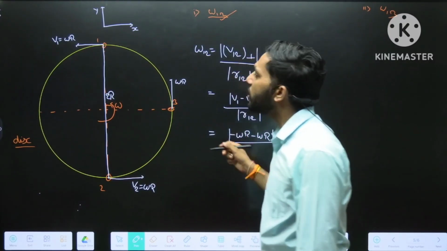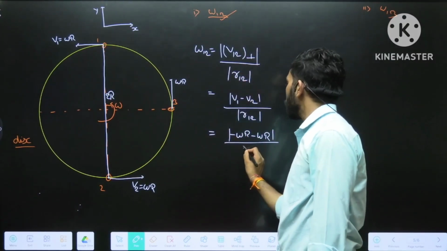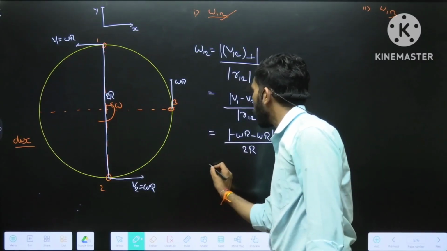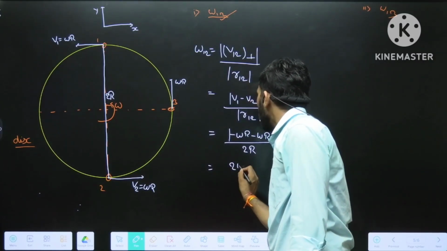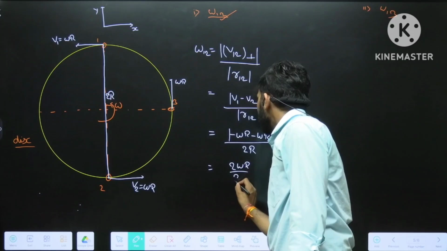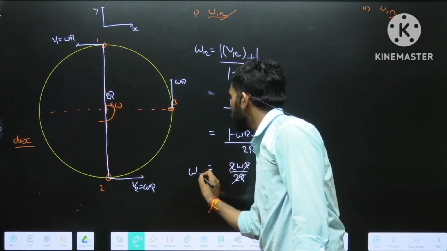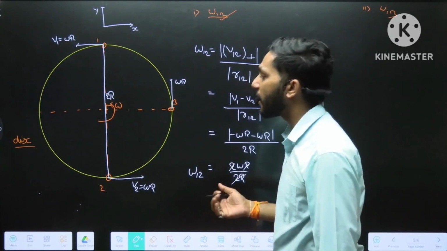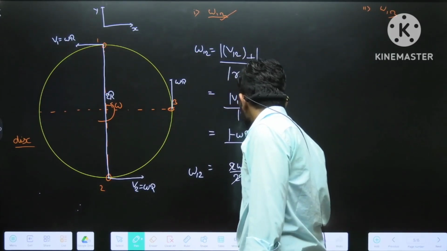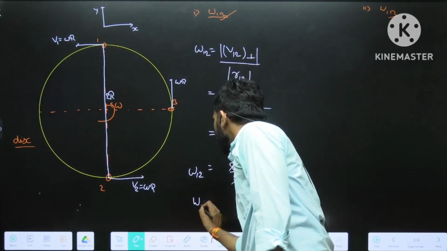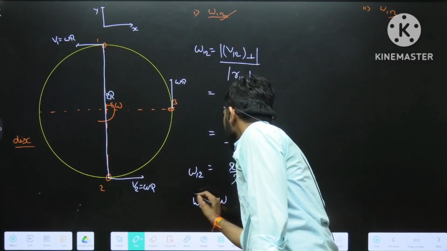Divided by what is the distance between 1 and 2? It is 2r. So what are we getting? We are getting 2 omega r divided by 2r. The 2r cancels with 2r. It means the angular velocity of 1 with respect to 2 is equal to omega, right? This is the very first example.